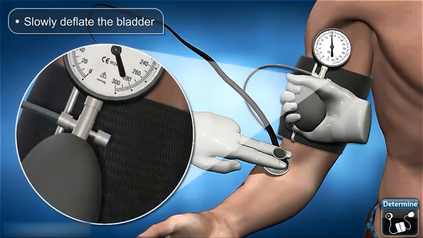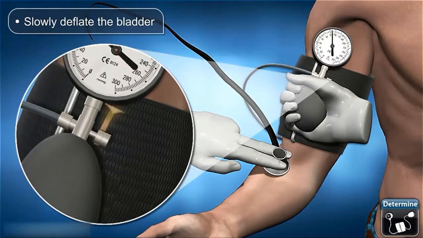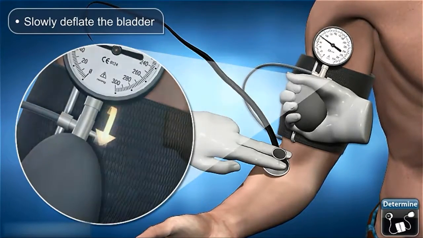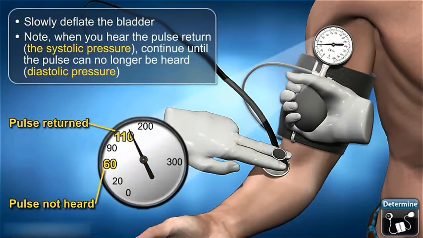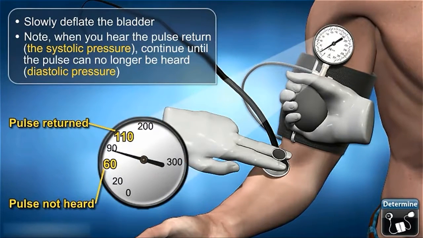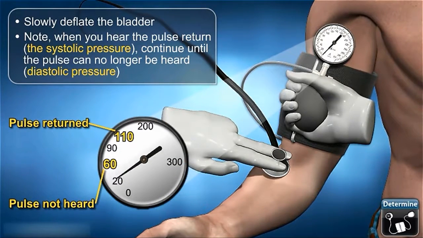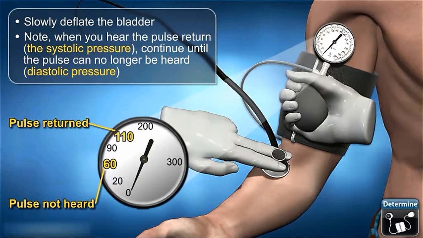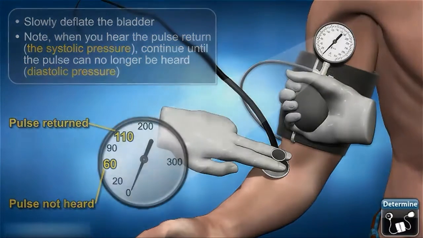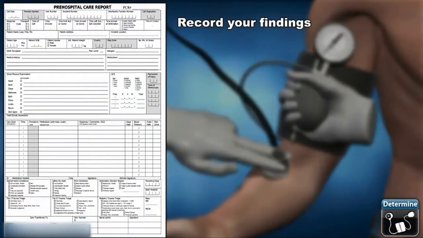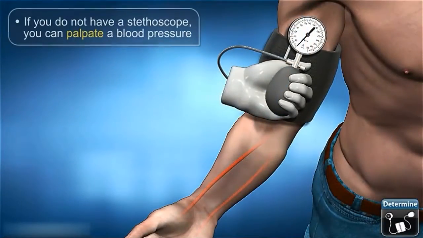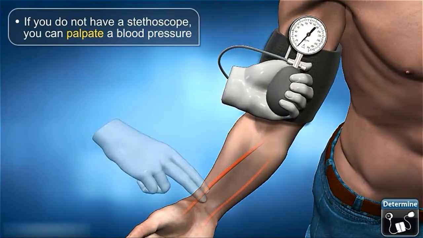Slowly deflate the bladder. Note, when you hear the pulse return, this is the systolic pressure. Continue until the pulse can no longer be heard. This is the diastolic pressure. Record your findings. If you do not have a stethoscope, you can palpate a blood pressure.